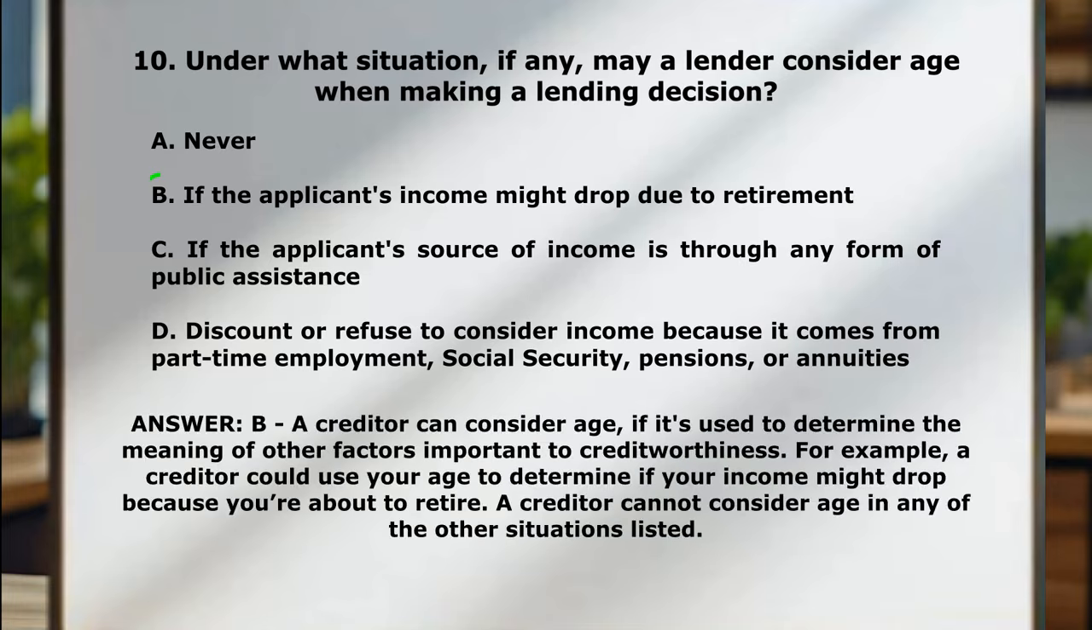The answer is B. A creditor can consider age if it's used to determine the meaning of other factors important to credit worthiness. For example, a creditor could use your age to determine if your income might drop because you're about to retire. A creditor cannot consider age in any of the other situations listed. So from a lending perspective, they just want to make sure that your income and your ability to repay the loan is still sufficient. In this specific example, it does make sense if someone is going to retire and their income drops, they would take that into consideration.